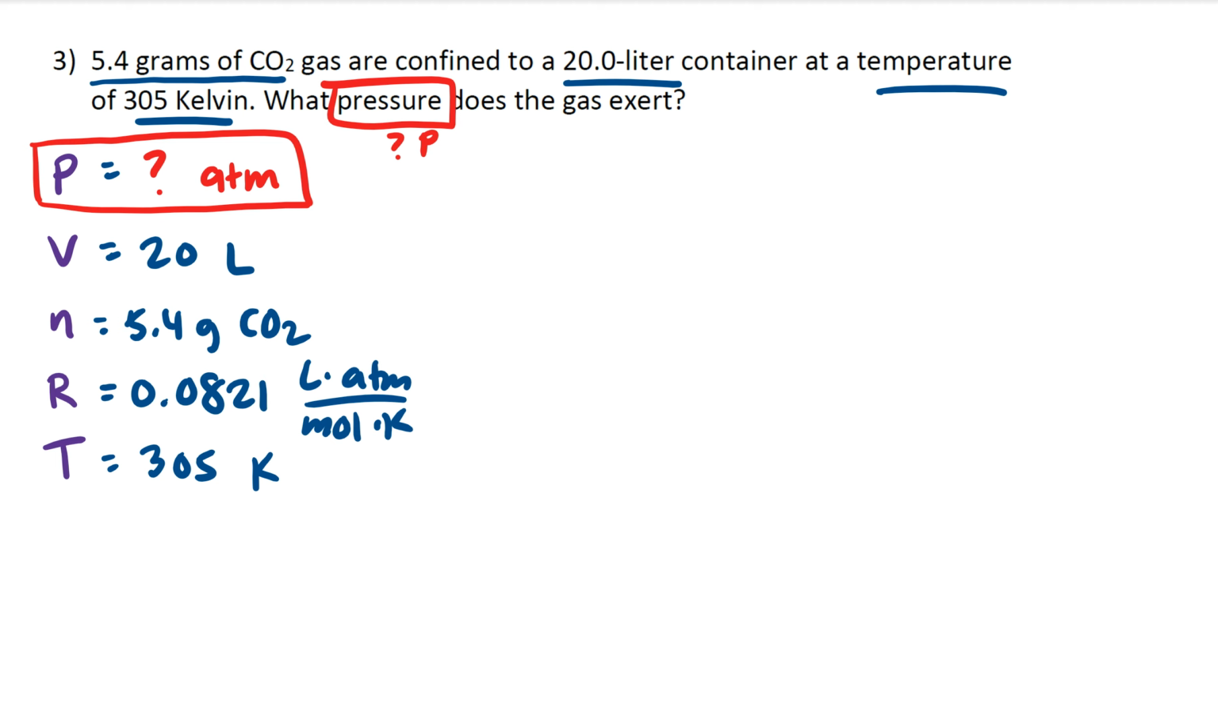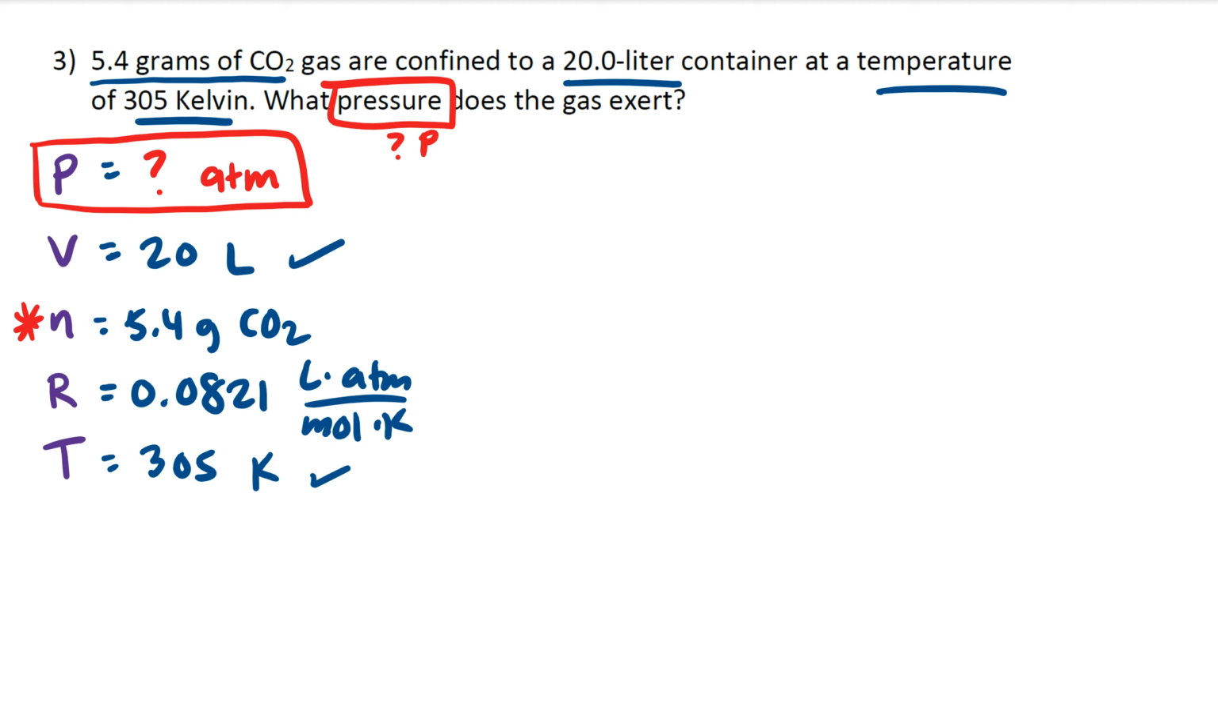Volume needs to be in liters. Check. Yes, it is. N needs to be in moles. Uh-oh. Problem here. Our amount of gas right now is in grams. So we're going to need to convert this into moles. So we're going to come back and do that. And then final check for our temperature. Temperature needs to be in Kelvin, which it is. Okay, great. All right, now back to those moles.